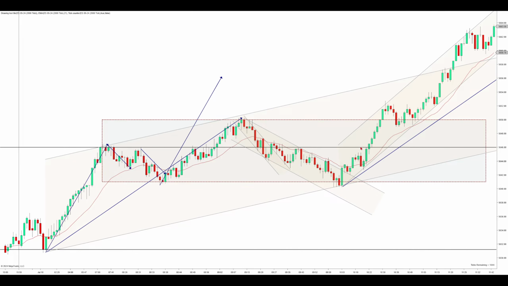Now we have to be careful because the overnight high is right there, and you don't want to enter directly into the overnight high. Now I just want to address this long right here, and there's a reason I don't like this long, and it's not exactly because it's cutting it close with the overnight high.